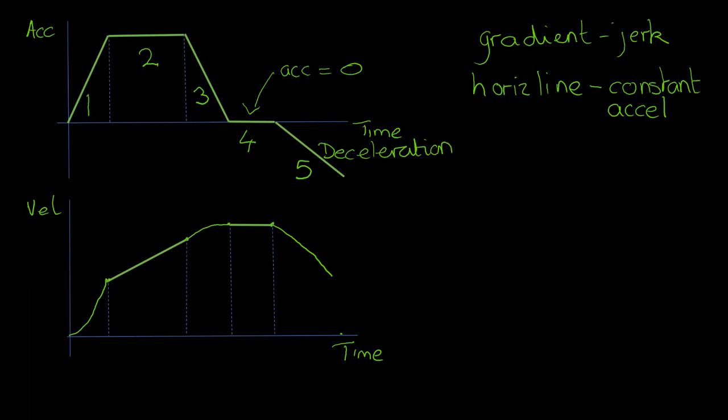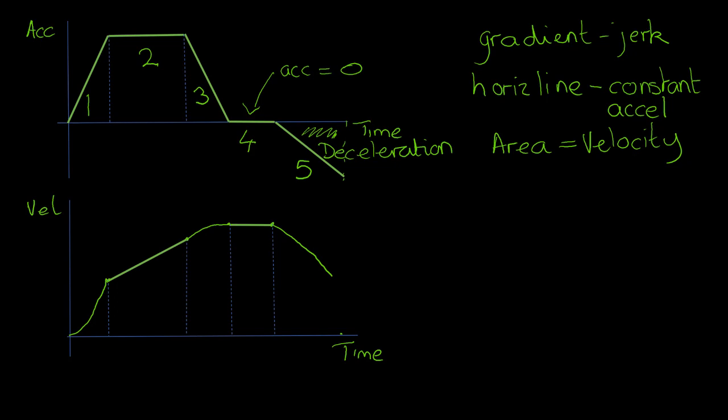The other important thing that you need to know about acceleration is that the area under the graph, under the line, is equal to the velocity. So it's the area under and connected to the x-axis. So that would include sections 1, 2 and 3. And as I've just outlined it here, it would include this section here on 5 as well.